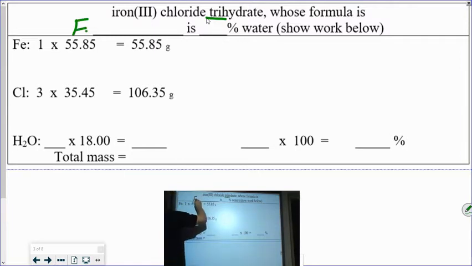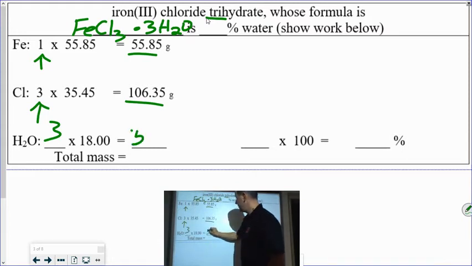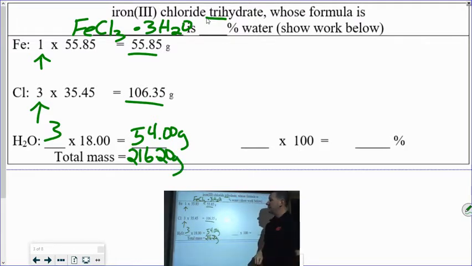So the formula is FeCl3.3H2O. A lot of the work is the same. I have 1 Fe, I have 3 Cls, I get the mass. Here I have 3 waters, so 3 times 18 in this case is 54.00 grams. I add all this up together and I get 216.20 grams. That is the whole thing. So that's the mass of the Fe, the Cl, and the H2O.